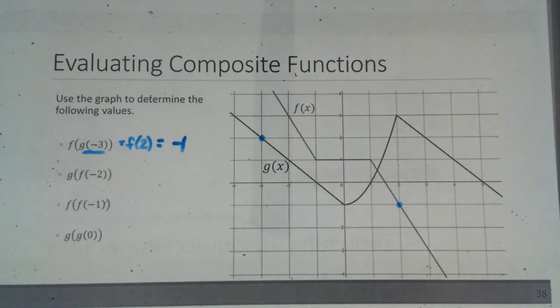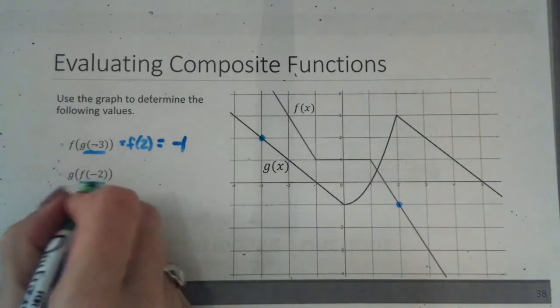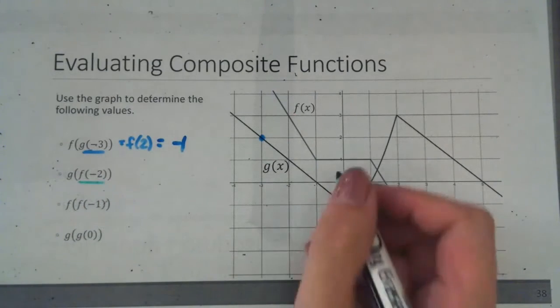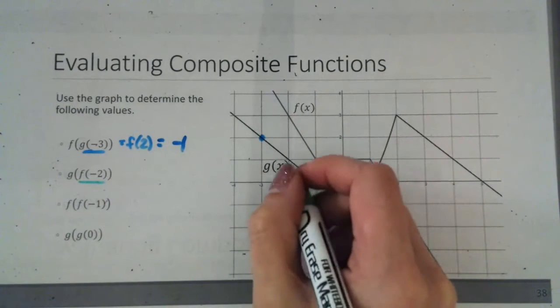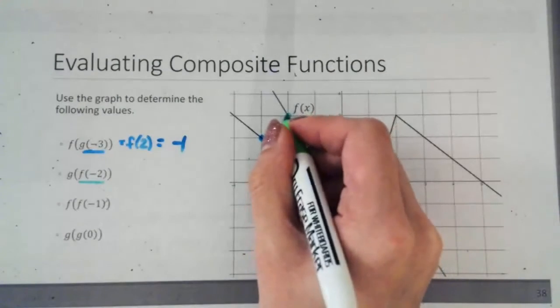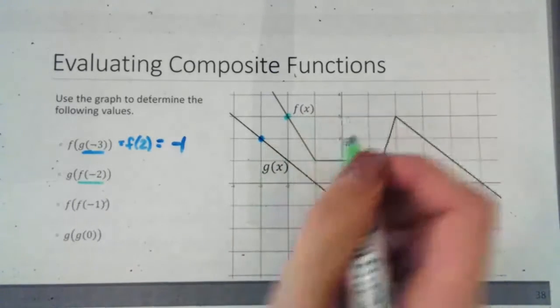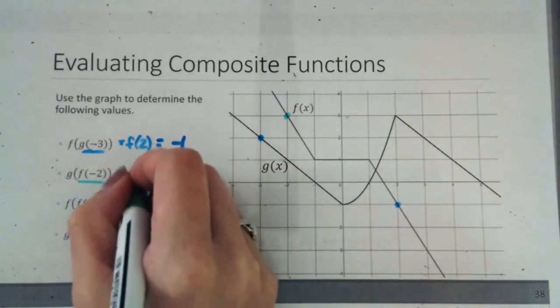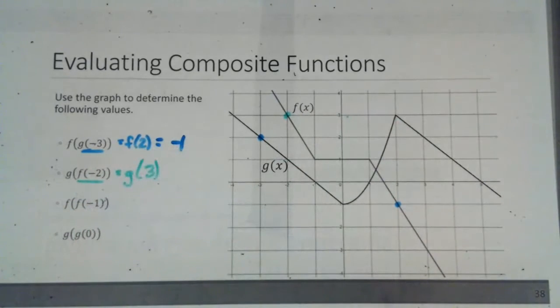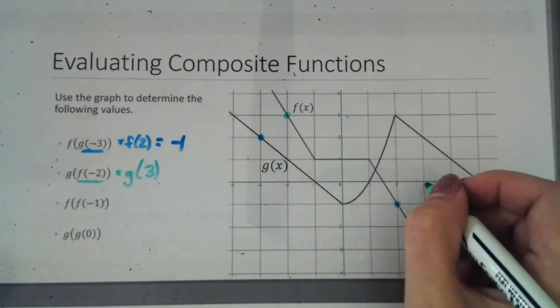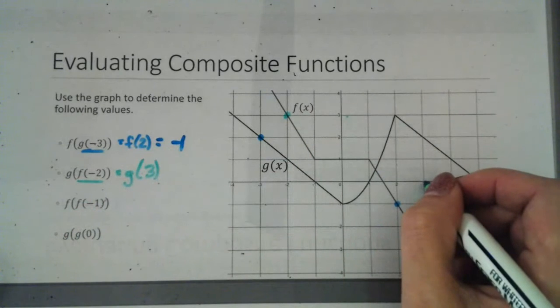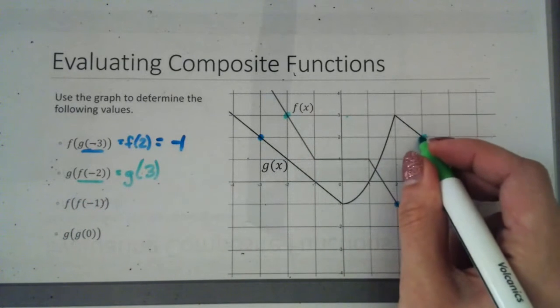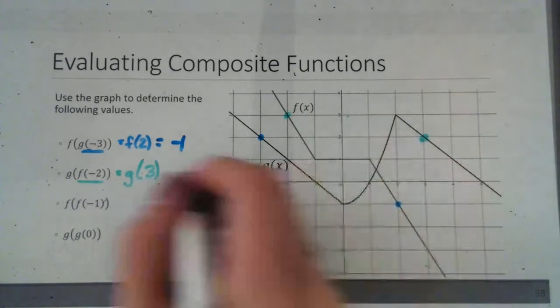Next up, we're looking at g of f of -2. So we start with f of -2. So when x equals -2 on my function f, I'm right here. And that has a function value of 3. So I'm going to replace my f of -2 with 3. And I'm now looking for g of 3. So I need to find the x value of 3 on my function g. It's going to be right here. And that has a function value of 2.